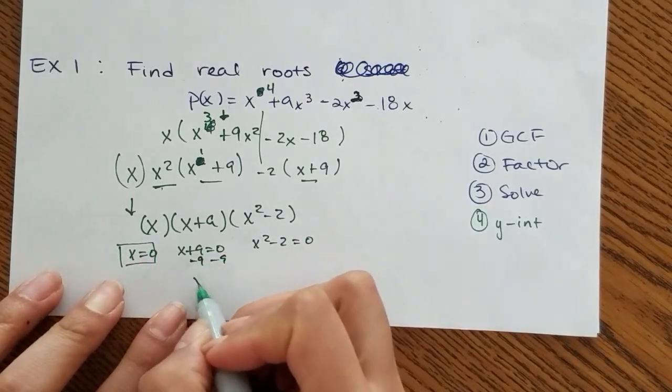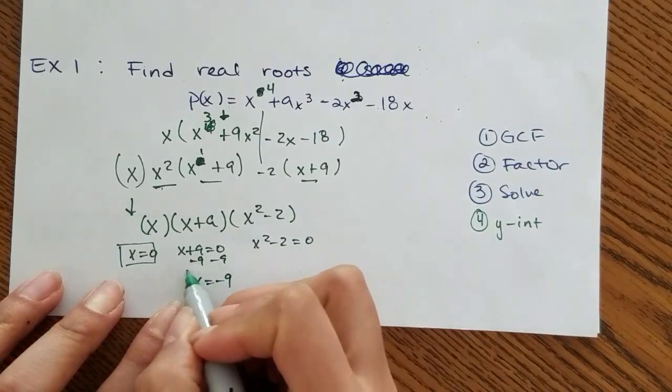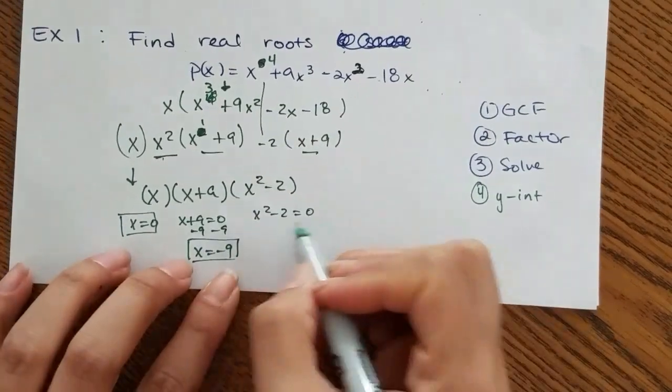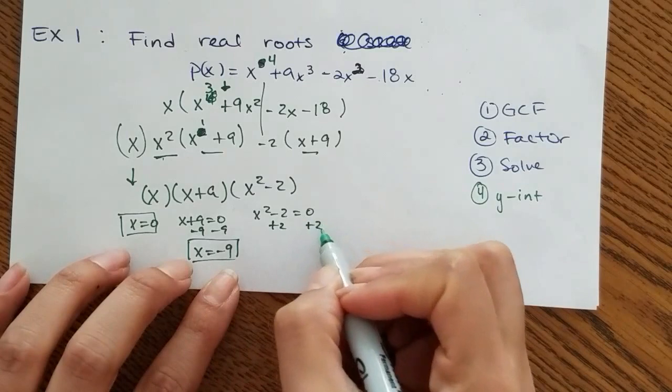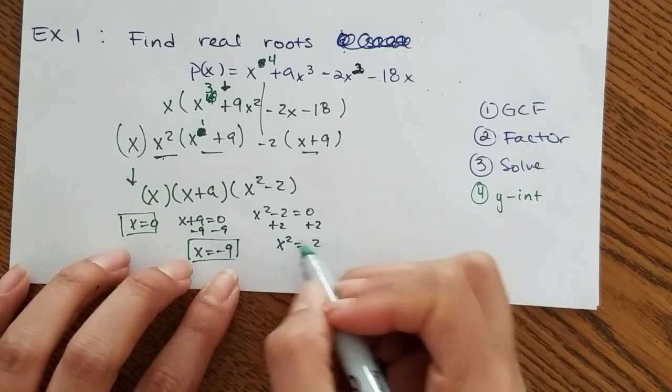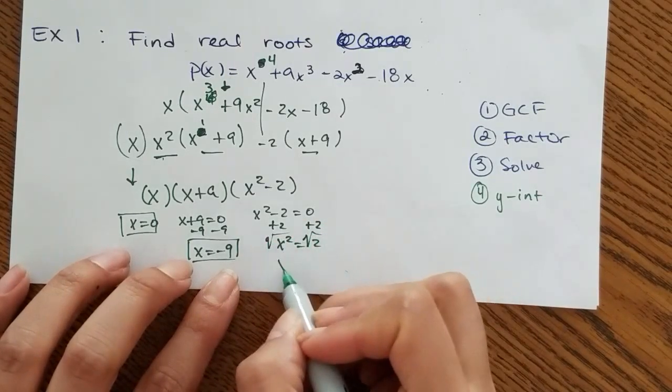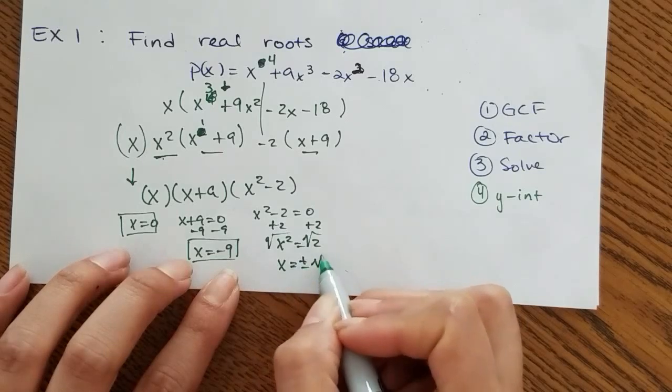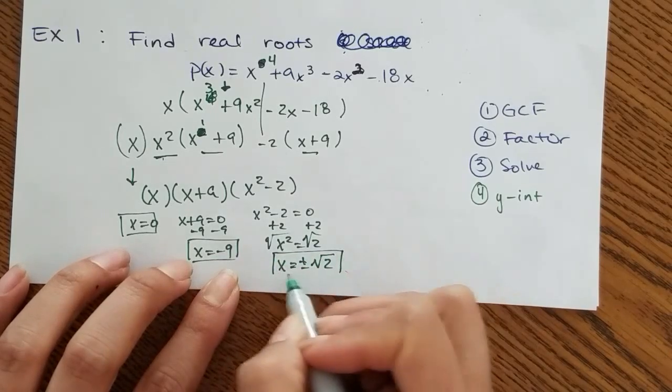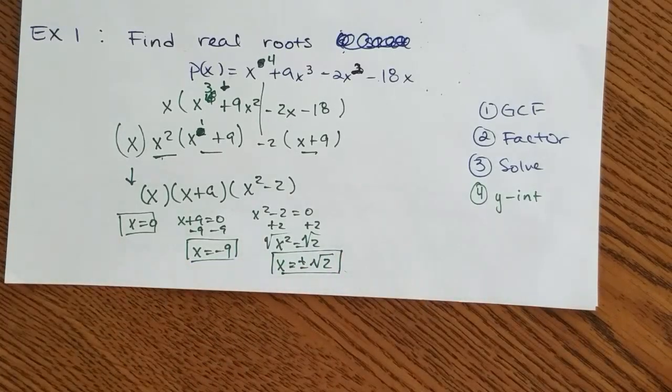Subtract 9 on each side. x is equal to negative 9. There's our second one. Add 2. x squared equals 2. Take the square root of each side. x is equal to plus or minus the square root of 2. Okay, so now I've found all of my roots.